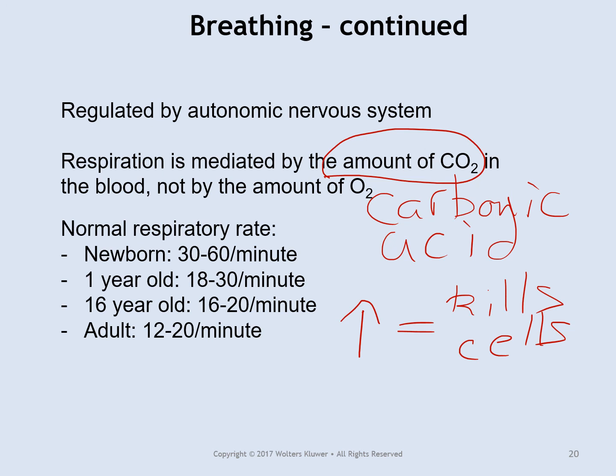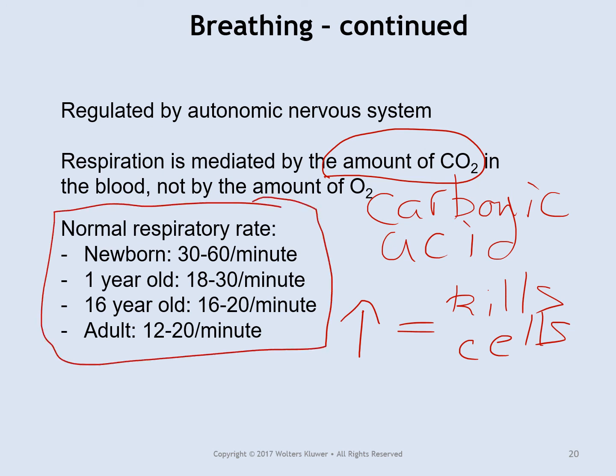So that's why carbon dioxide is the gas that mediates how much we breathe, because we're trying to control that level of carbonic acid to keep it just perfect so that we don't have too much and get very acidic and kill off our cells, or so we don't have too little and get very basic and kill off our cells as well. Normal respiratory rate for a human is over here.